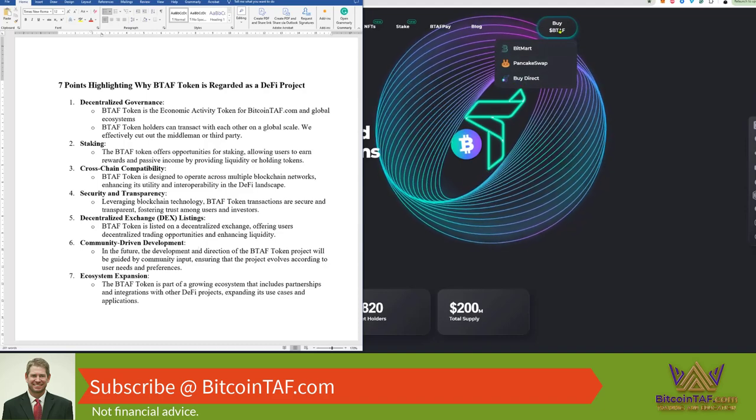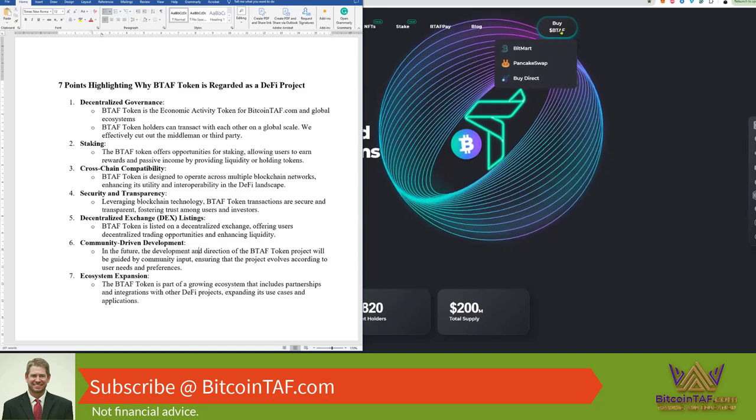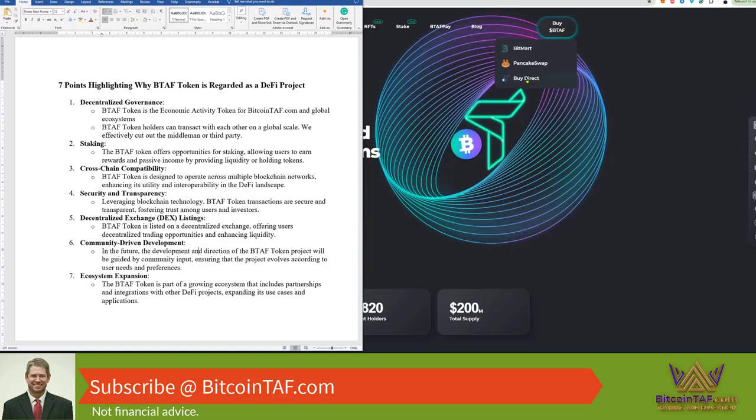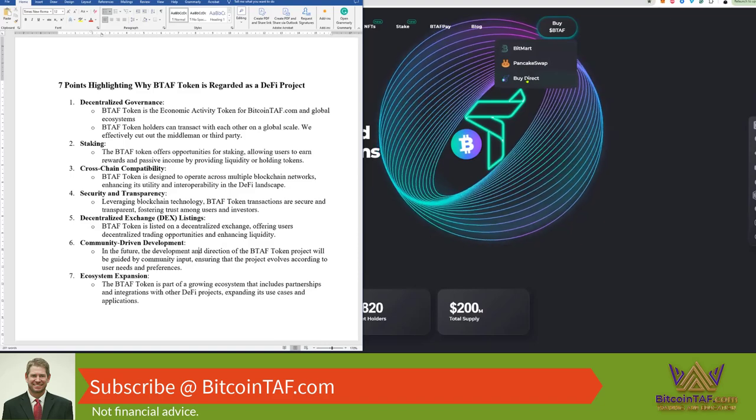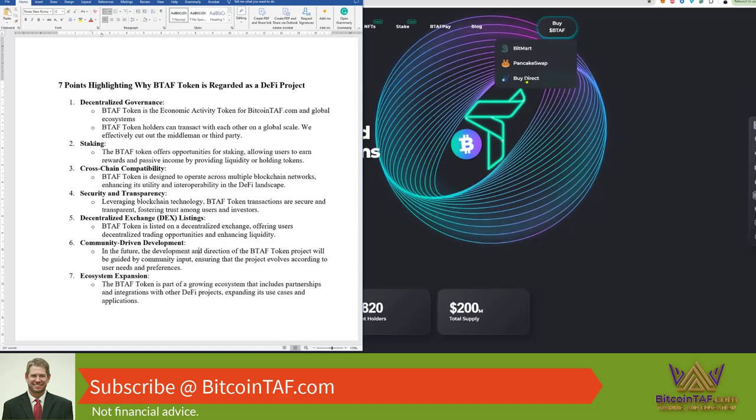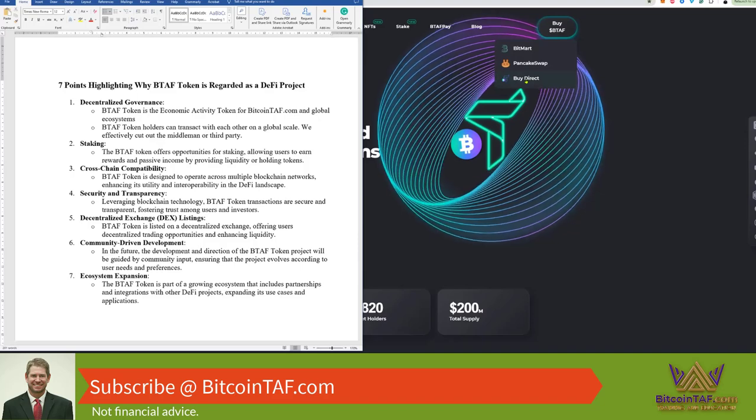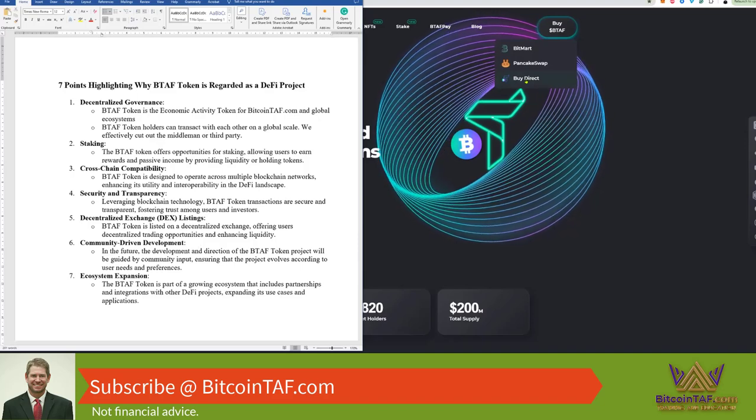If you go to BTAF token, go to BTAF.io. You go here to the right, click on buy BTAF. You can buy directly from us as the company, decentralized. You get the same amount of tokens. You create the support ticket. Boom. There you go. Your BTAF tokens is there. Then we can teach and train you how to stake it.